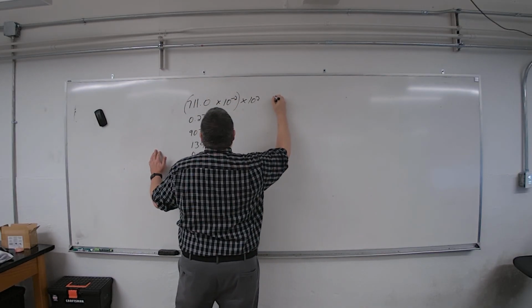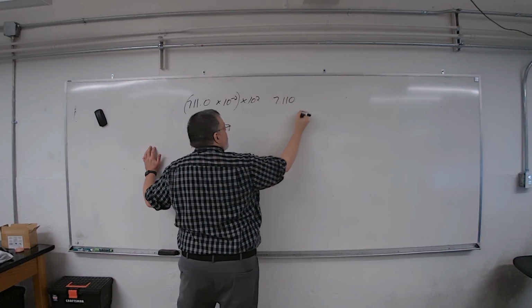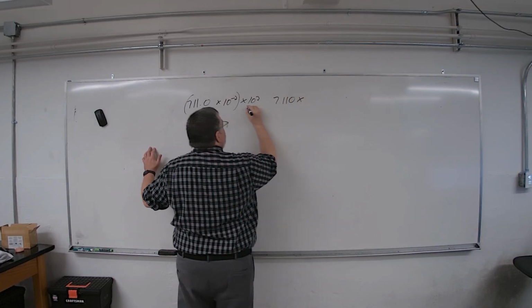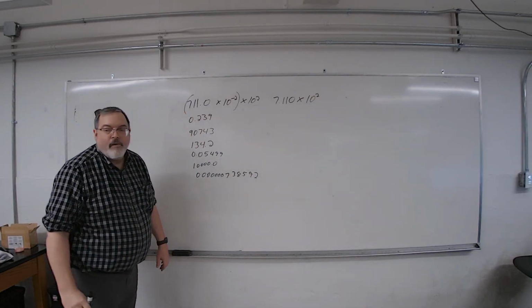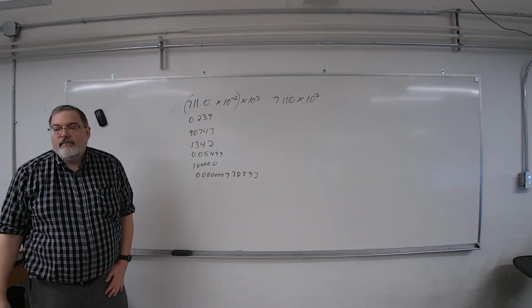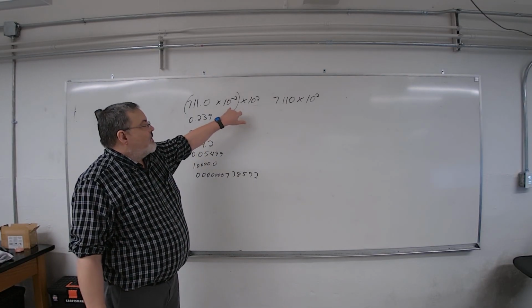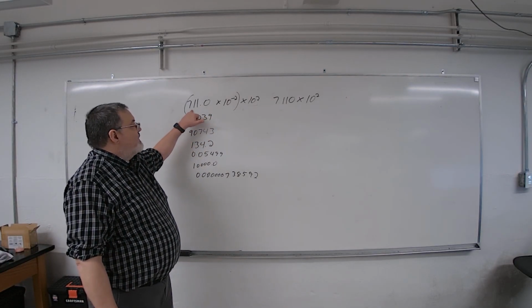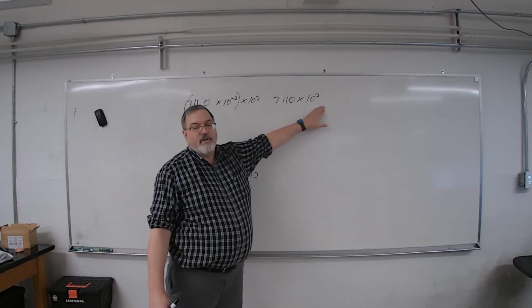If I do that math, I get 7.11, and I'm keeping that 0 because I need 4 significant figures, times 10 to the 0. You with me? This equals 1. I put the negative 2 here because I wanted it to move this way, but I wanted the 10 to the positive 2 to be what survives over here.